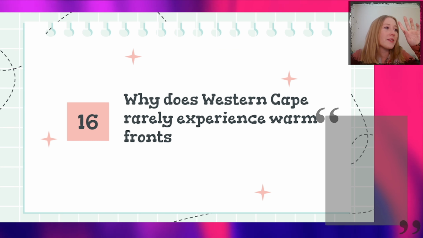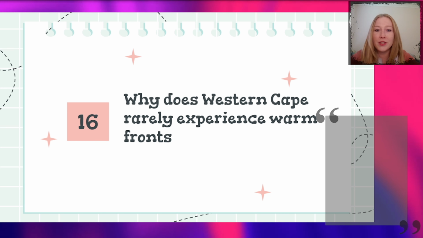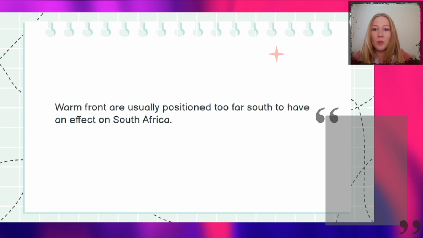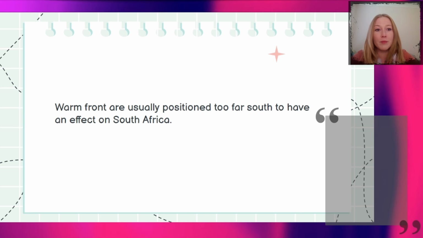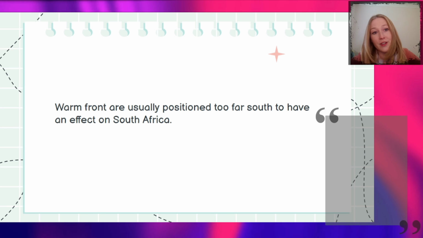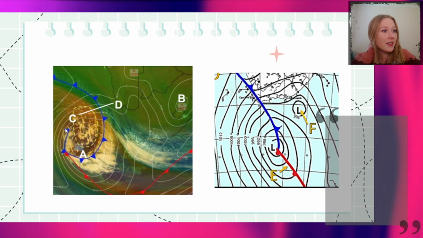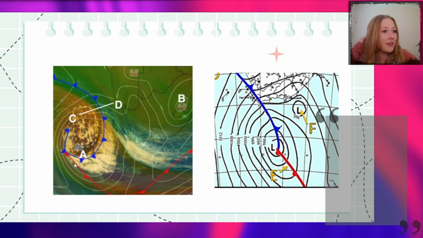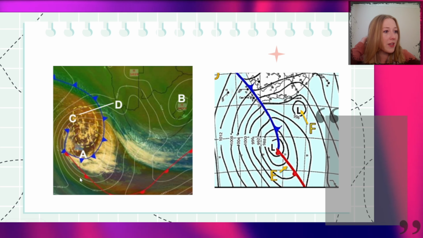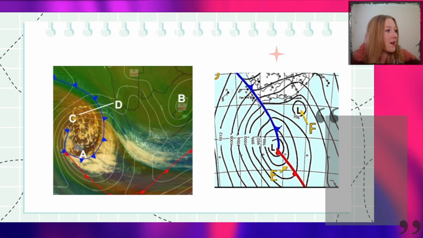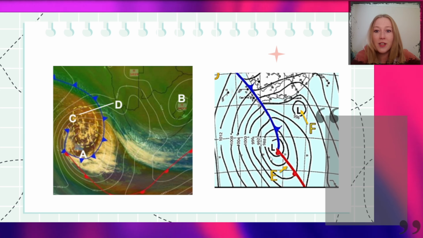And then, why does the Western Cape rarely experience warm fronts? Well, simply put, they're too far south. A warm front is usually positioned somewhat south of the mid-latitude cyclone, which means it's too far south to actually reach or have an effect on South Africa. You can see that here. Here's the whole mid-latitude cyclone, and the cold front busy approaching, and there is that red line, the warm front, that is quite far south. The same thing here: there's the cold front, there's South Africa, and there is the warm front further south.